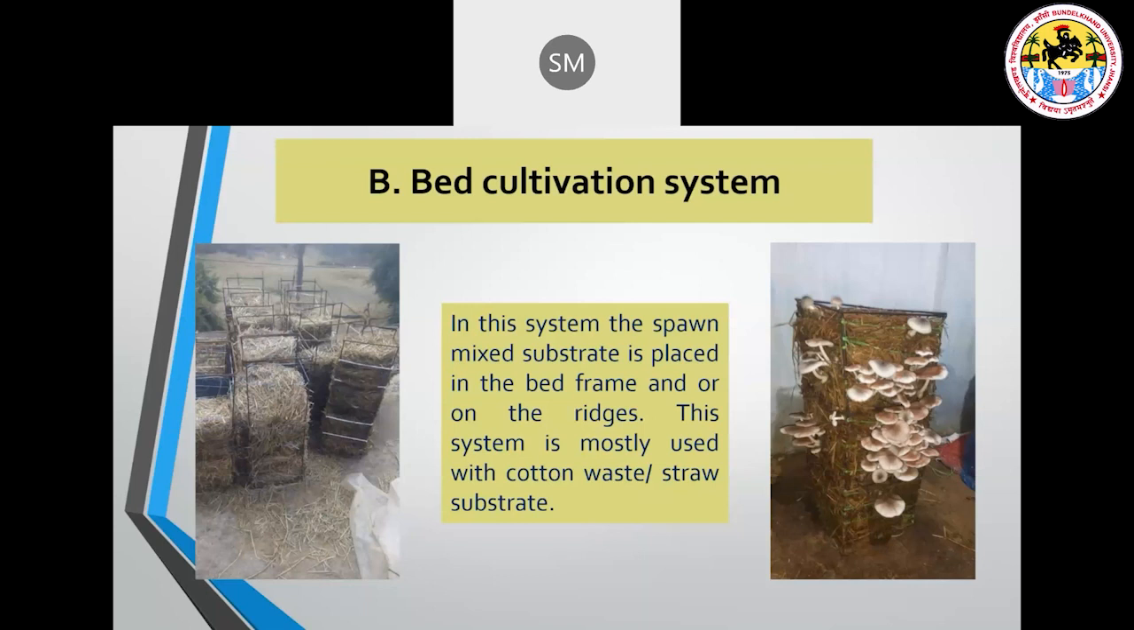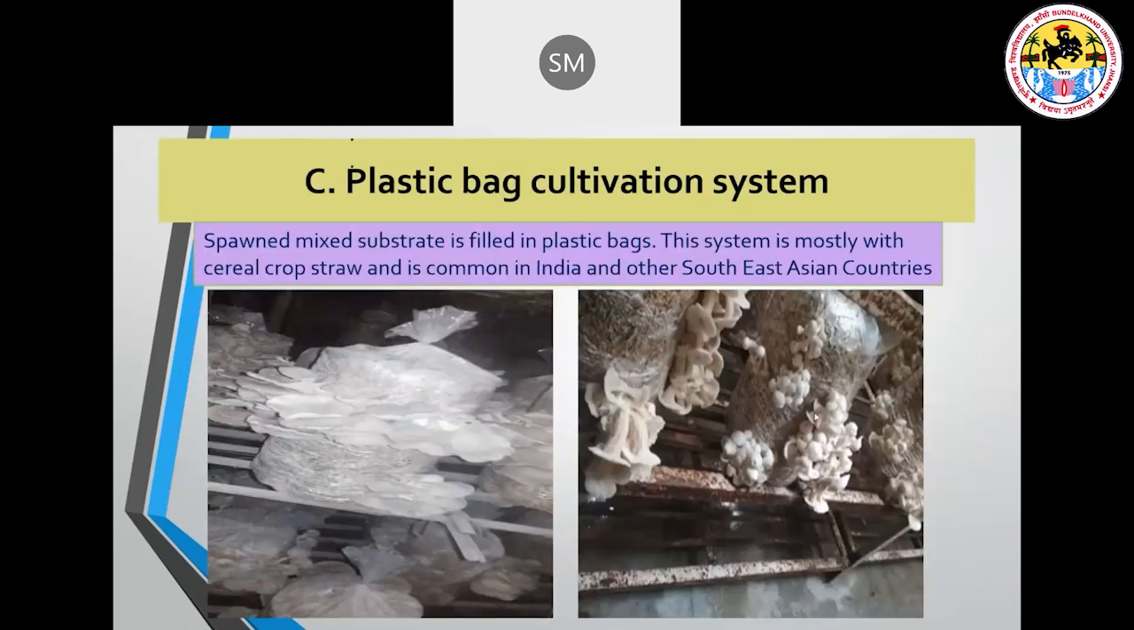This is mostly used with cotton-based or paddy straw substrate, as you can see here in the picture. So this is again a very cheap method. Make the frames, iron frames, and do it like this. The third cultivation system is the plastic bed cultivation system.